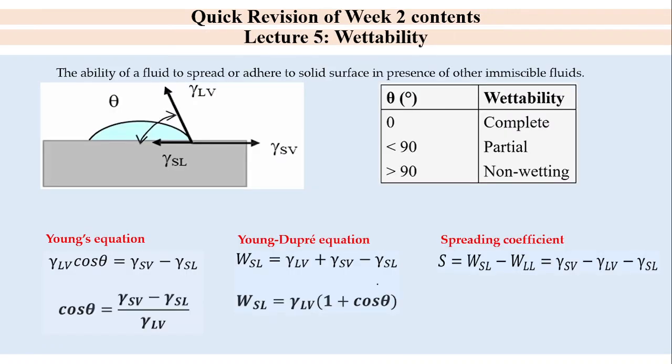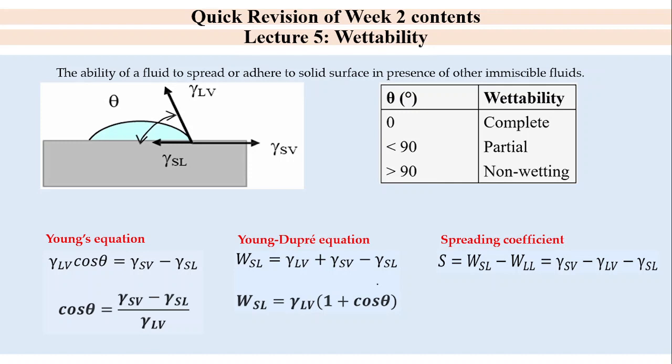So next we'll move on to lecture 5, that is wettability. In this lecture, we were made to understand the term wettability, which is the ability of a fluid to spread or adhere to a solid surface in the presence of other immiscible fluids. Wettability is basically represented by the contact angle. When the contact angle is 0, it is called complete wettability. When it is less than 90, it is partial wettability, and when it is greater than 90°, it is non-wetting in nature.